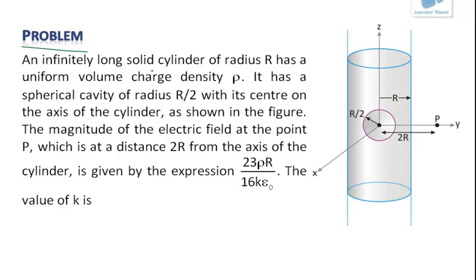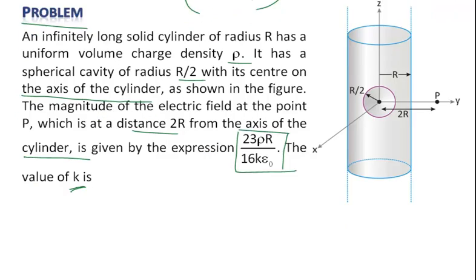An infinitely long solid cylinder of radius r has a uniform volume charge density ρ. It has a spherical cavity of radius r by 2 with its center on the axis of the cylinder, as shown in the figure. The magnitude of the electric field at a point P, which is at a distance 2r from the axis of the cylinder, is given by the expression 23 rho r divided by 16k epsilon naught. The value of k has to be found out. Since it's an integer type question, we have the option of 0 to 9.